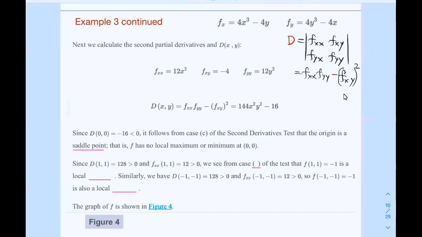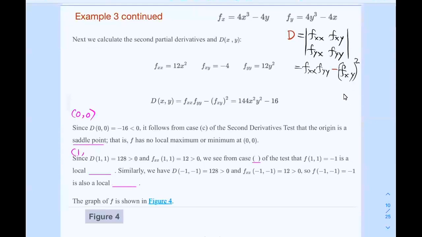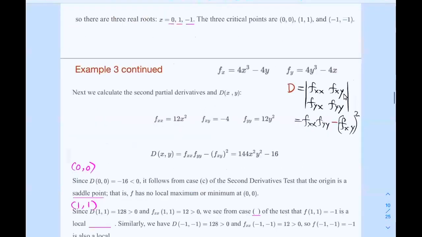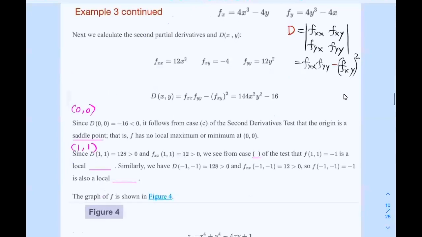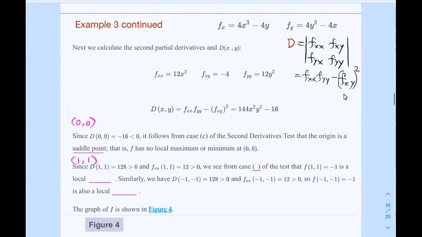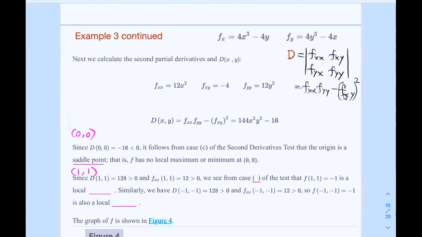So that was the first critical point, right? The first critical point is 0, 0. The second critical point is 1, 1. The last one is 1, -1. So substitute 1, 1 over here, we get 128, which is positive. And also substitute that into fxx. Here's fxx. When x equal to 1, that's equal to 12, which is also positive.